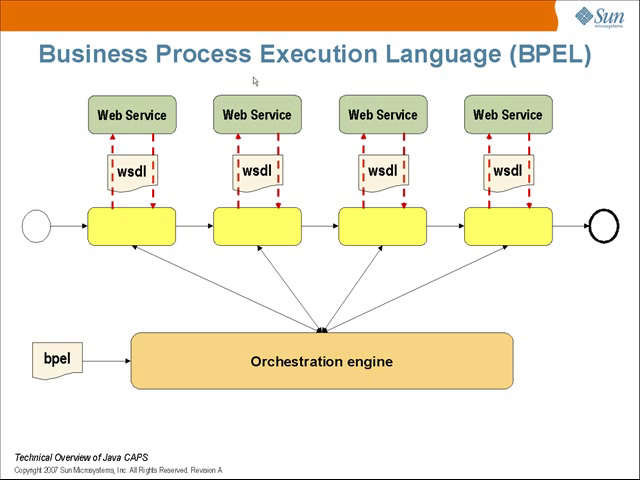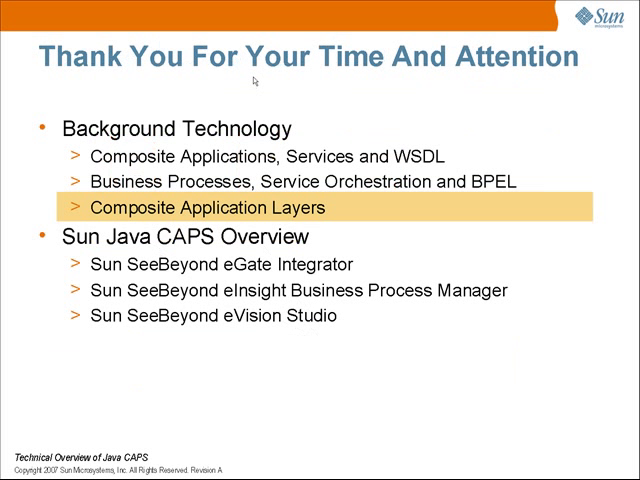So what we've seen then in this module and the previous are all the pieces we need to build up our composite application. In short, the orchestration engine is going to interpret the BPEL instructions which describe the individual activities. The activities are going to be invoked leveraging information stored in the WSDL documents. So that's our second module.